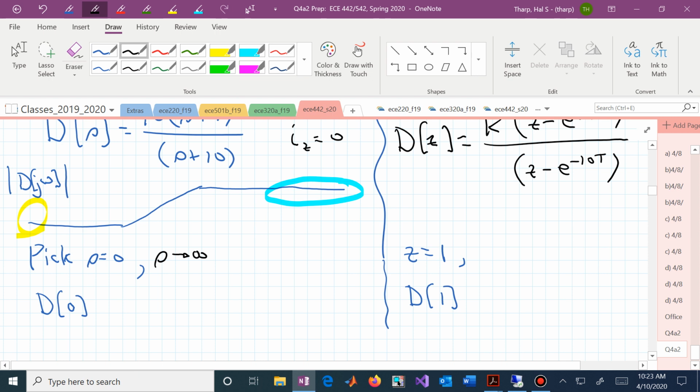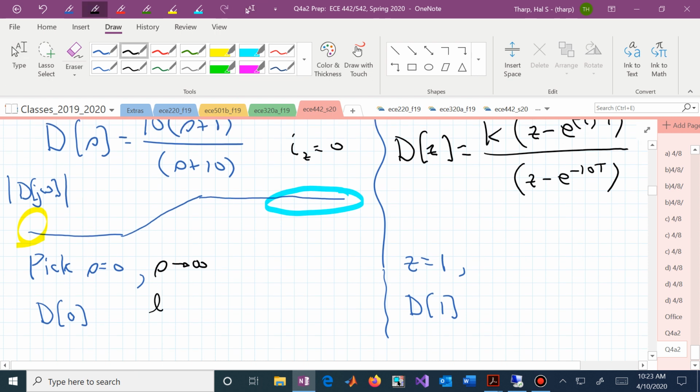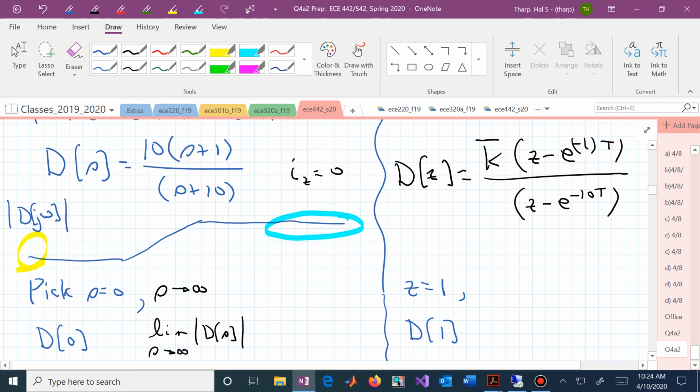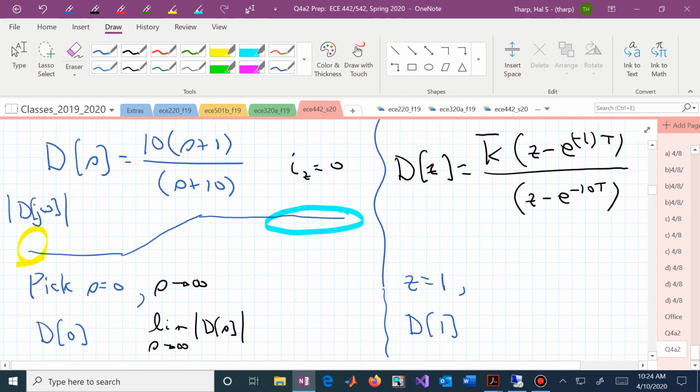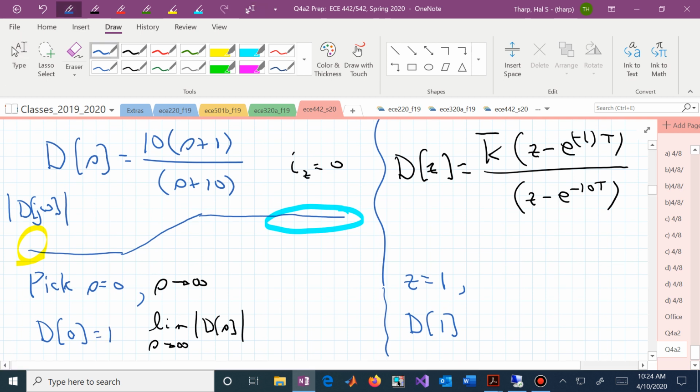Then you would be looking at limit as s goes to infinity of the magnitude of d of s, and you can see that that's now going to be 10. Here, this was equal to 1.